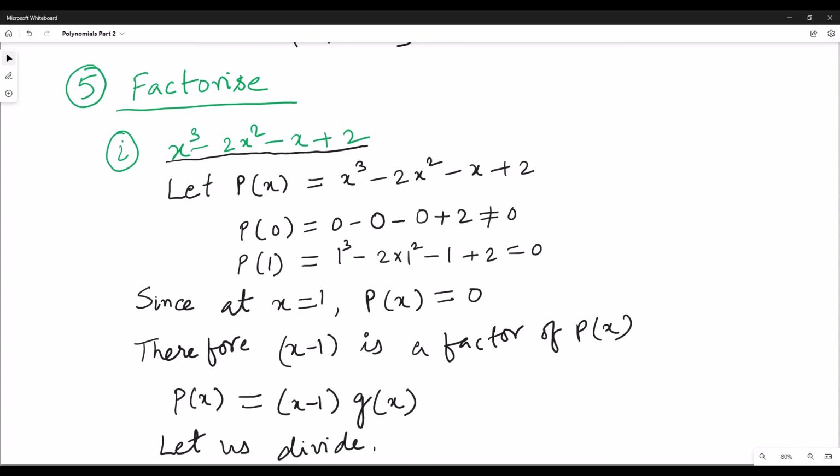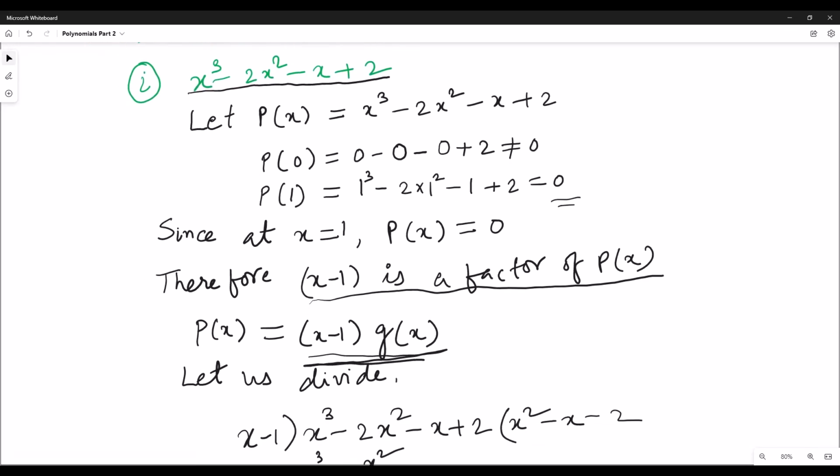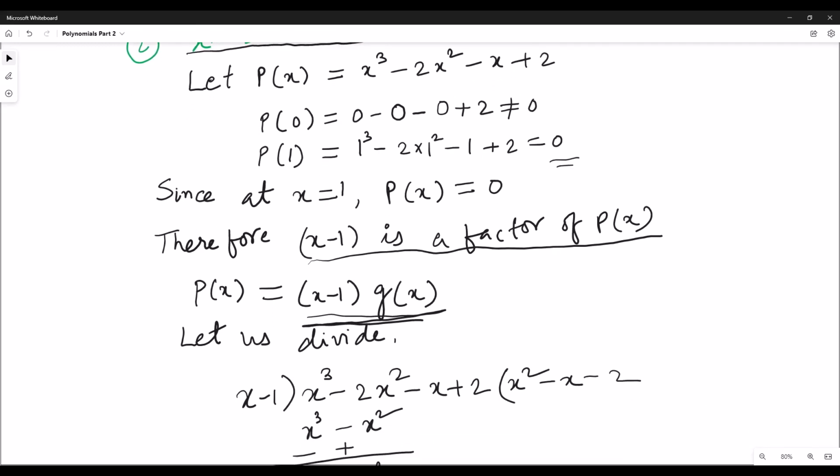So we will find the roots of this polynomial, p of x equals x cube minus 2x square minus x plus 2. p of 0 is not 0. p of 1 is 0. So 1 is a root of this polynomial. Therefore x minus 1 is a factor of p of x by the factor theorem. So we can write p of x is equal to x minus 1 into g of x, some quotient.